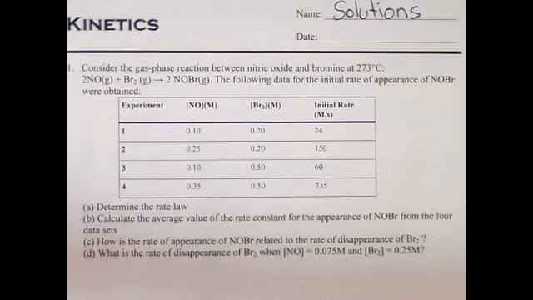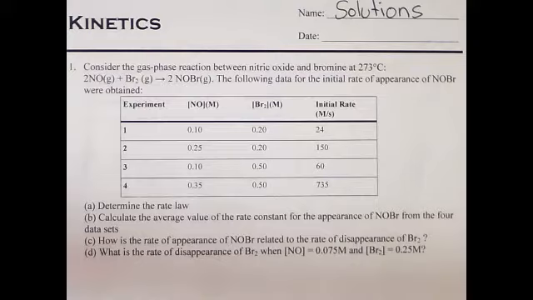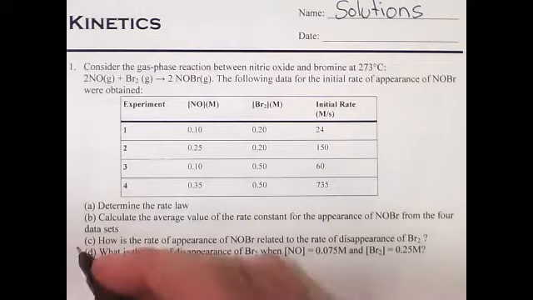It says, consider the gas phase reaction between nitric oxide and bromine at 273 degrees Celsius. The following data for the initial rate of appearance of NOBr were obtained. A. Determine the rate law.